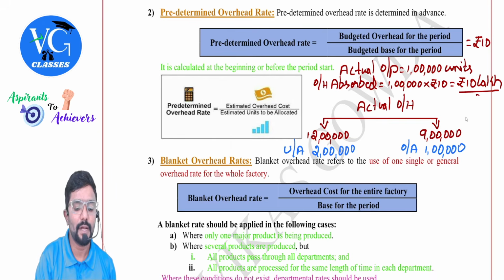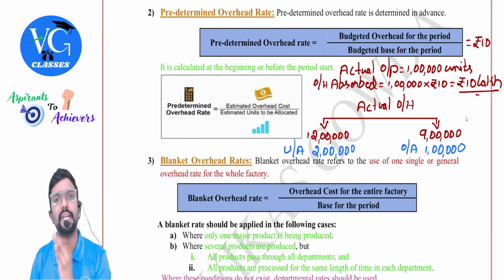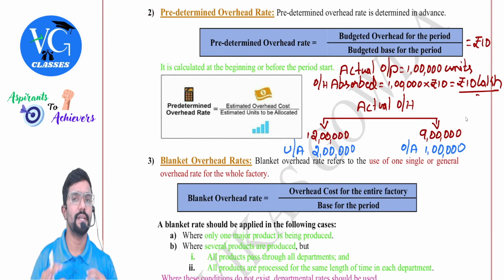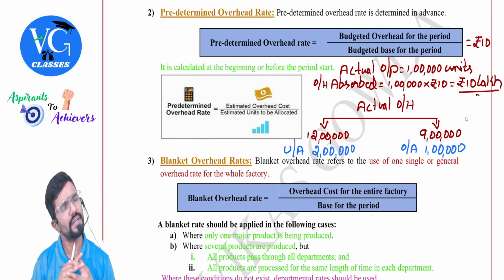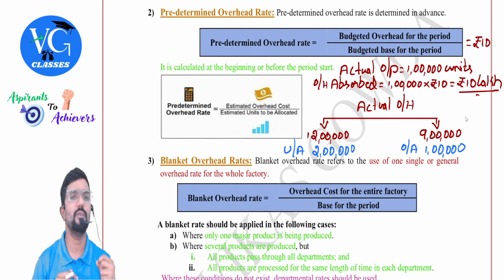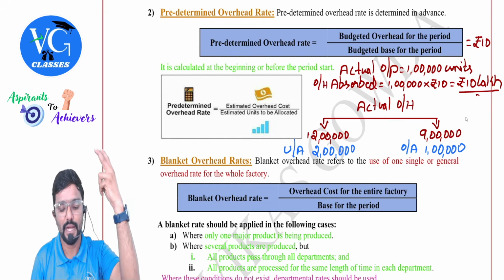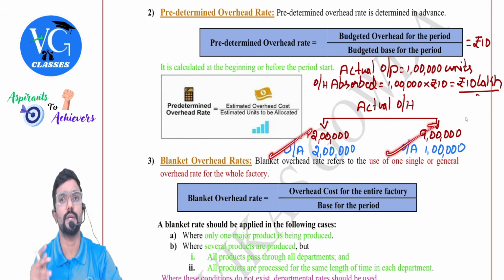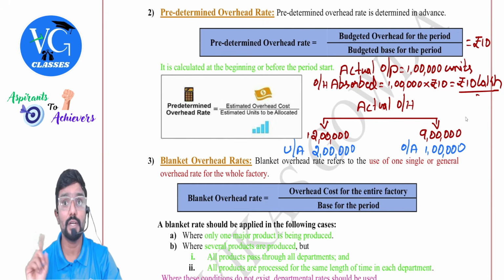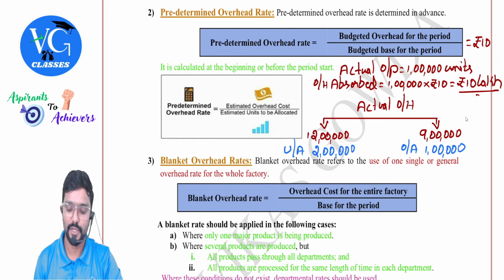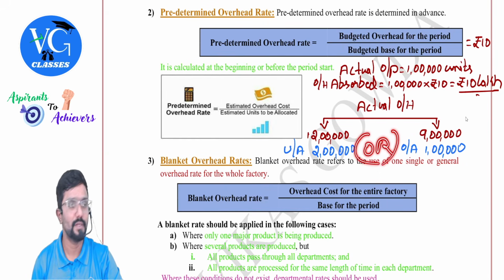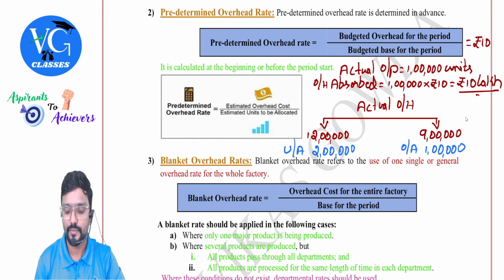Clear. And whenever the company is following the predetermined overhead rate for absorption of overheads, definitely at the end of the year, there will be either of the two situations. Either of the two. What is it, sir? Either under absorption or over absorption. Both cannot come simultaneously. Or I will write.